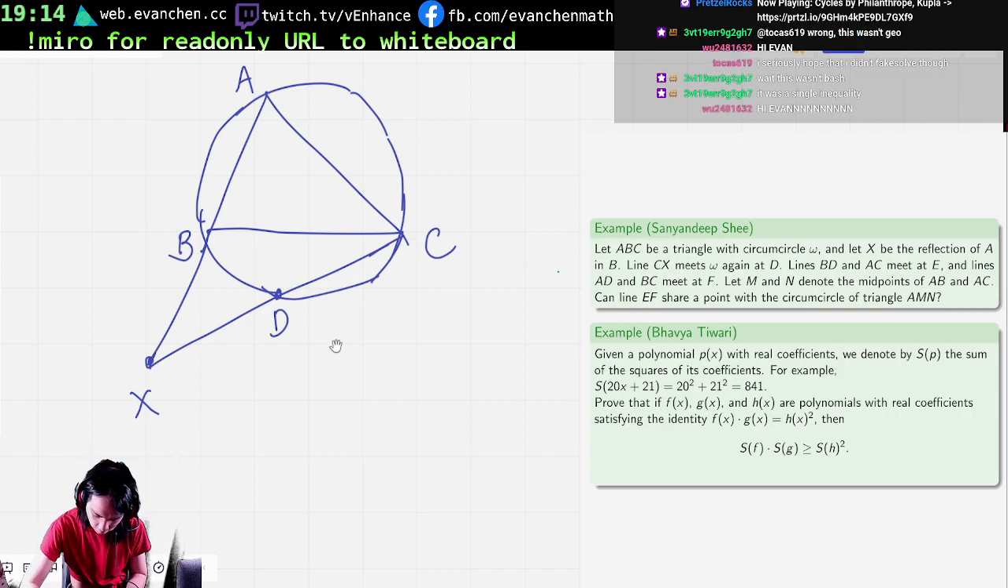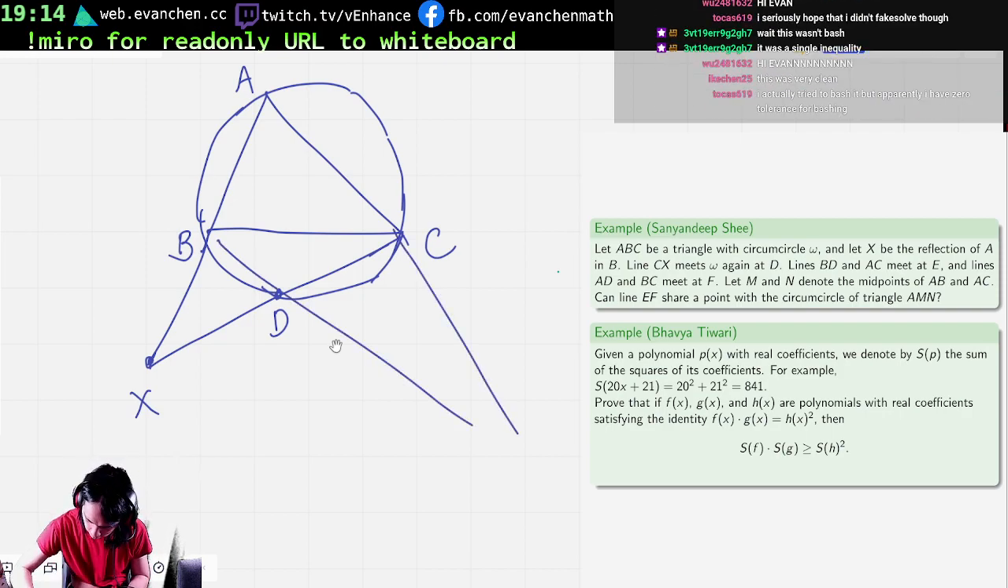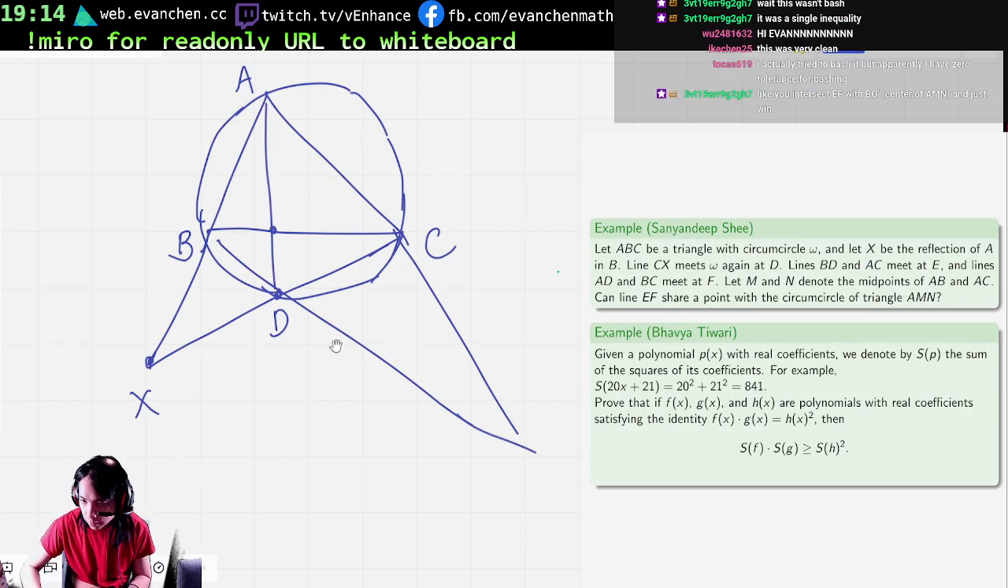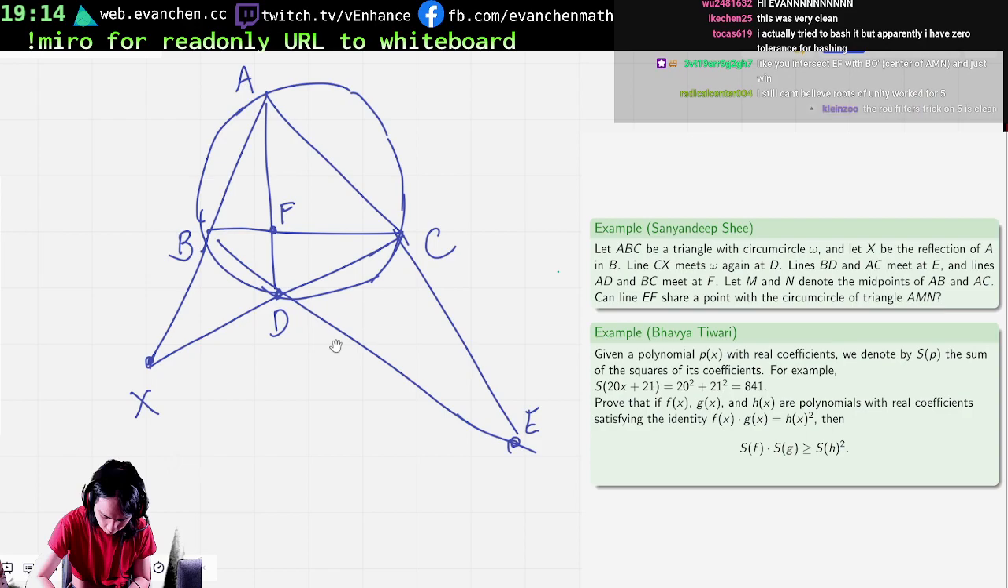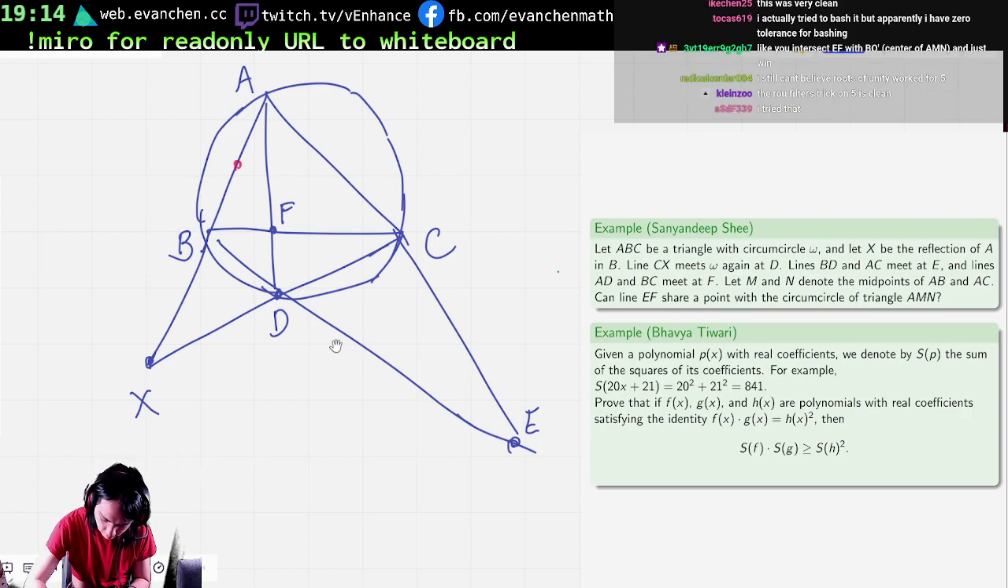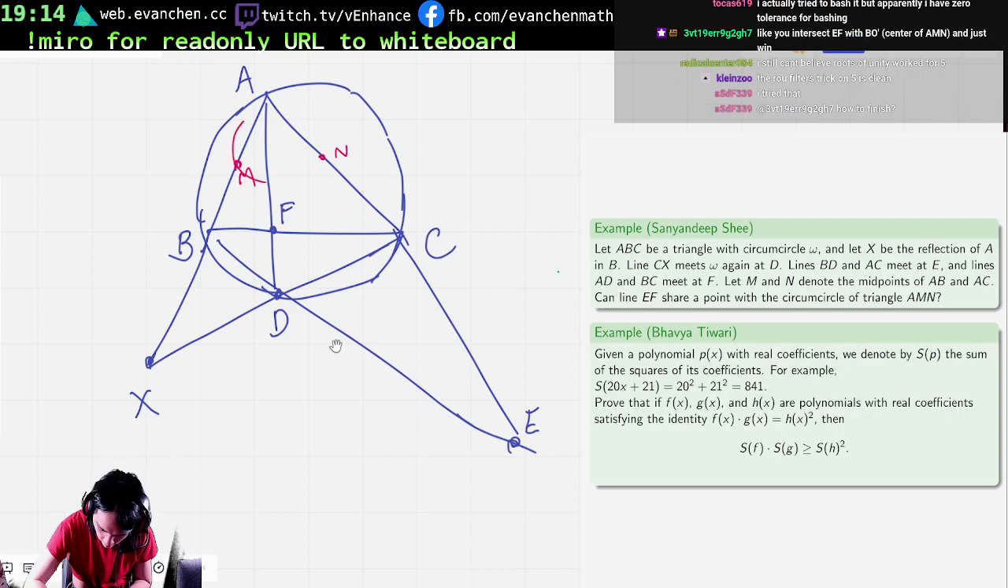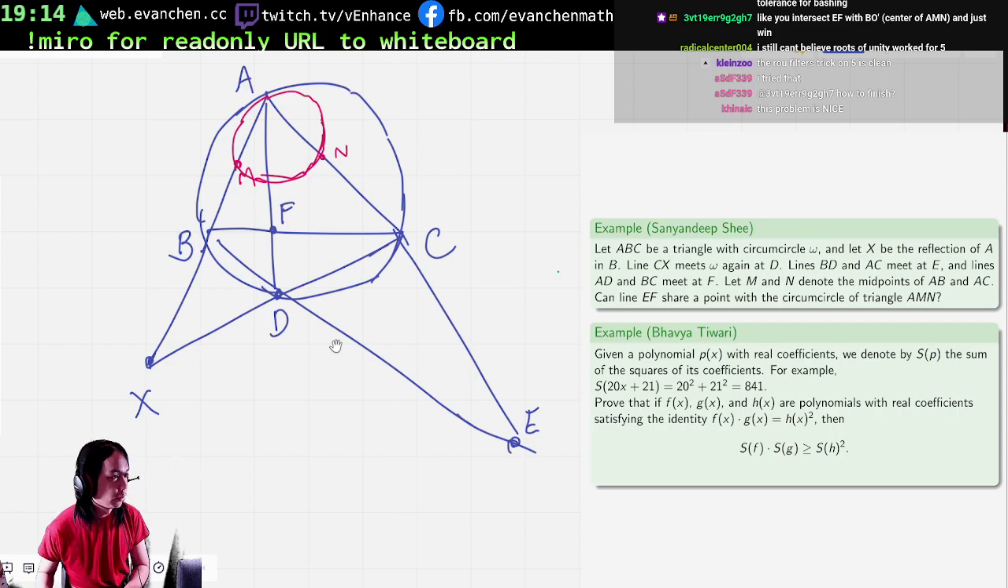Cool, and then BD intersect AC is something, so I'm just gonna draw this, like, kind of roughly. So here is E, and there's F. And I have this circle here through M and N. And the question is, can line MN meet in line EF?